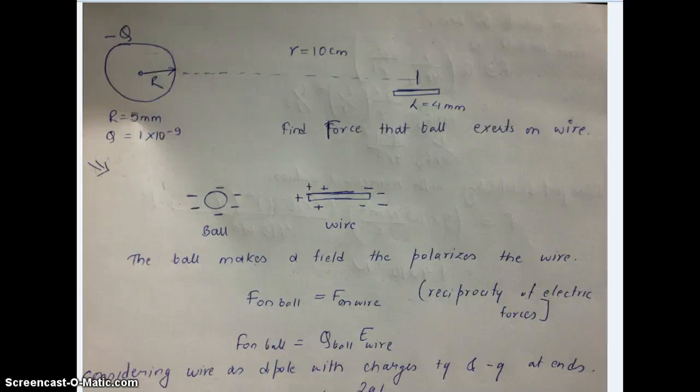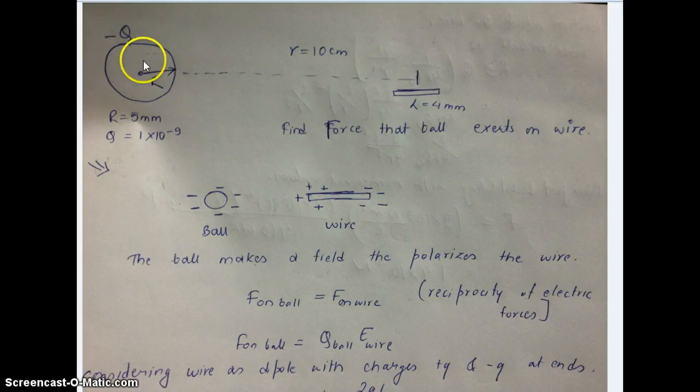For the screencast of chapter 15, I have reworked the video above. Here you can see there is a sphere of radius r with a negative charge, negative q, which is located at a distance r from a wire of length l equals 4 millimeter. The problem says to find the force that the ball exerts on the wire.